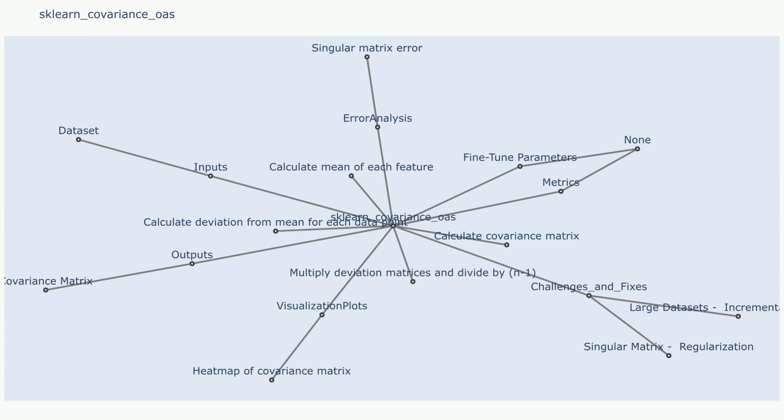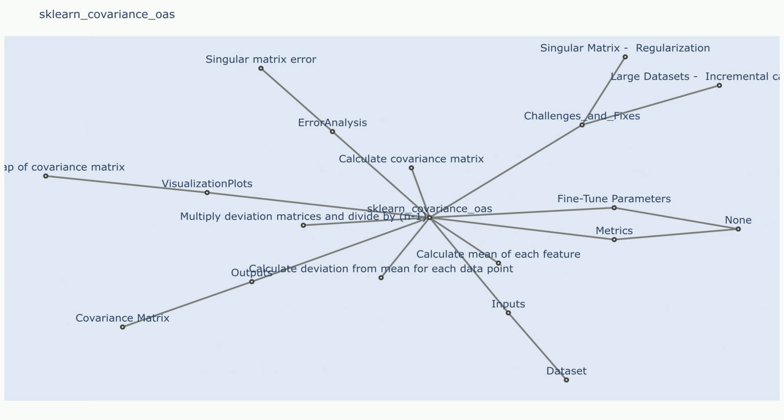Output 2. Explain in detail. Depending on the specific covariance estimation method used, additional outputs may be provided. For example, methods like graphical lasso also return a precision matrix, which represents the inverse of the covariance matrix.